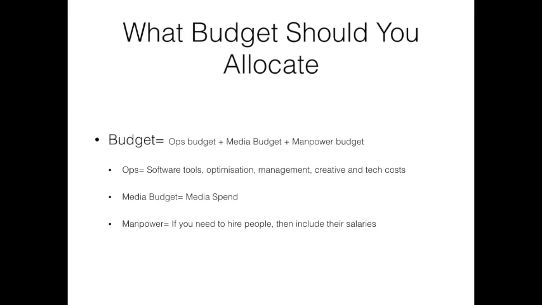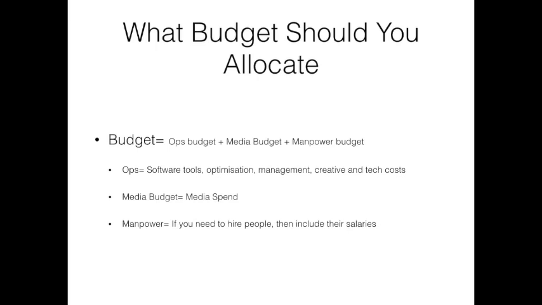The budget's allocation are subjective in nature because they depend on various situations. Net budgets are nothing but a combination of your investments into different areas. For example, a budget could be a combination of your operation budget, your media budget, and your manpower budget. Operation budget is nothing but the investment that you're making in software tools or creative tools, your optimization efforts, your management efforts, your tech costs, etc. These are all operational costs.